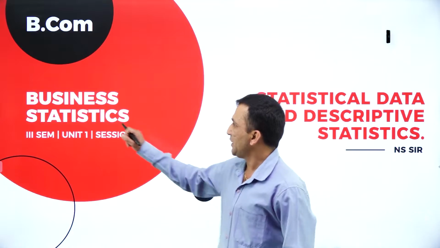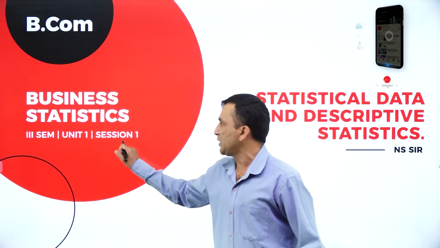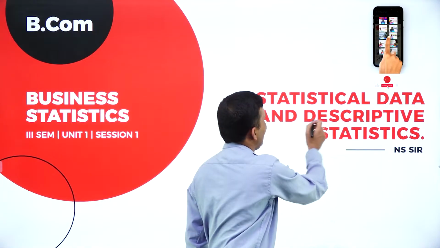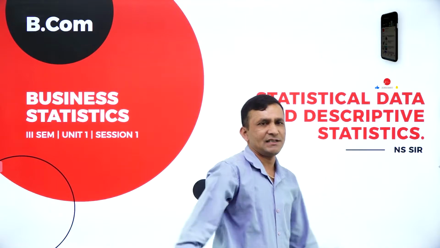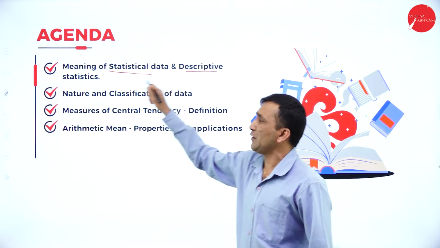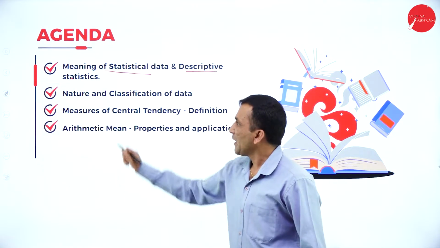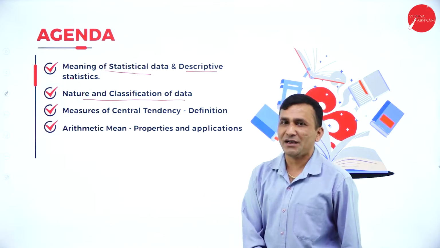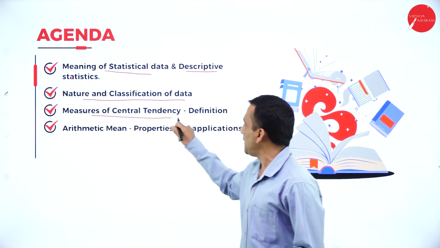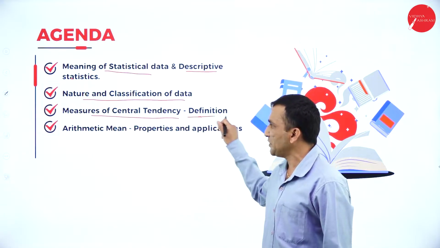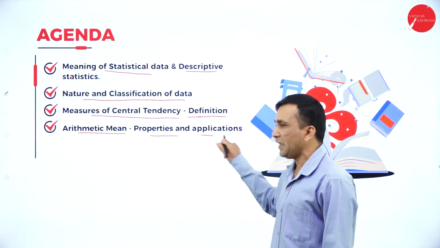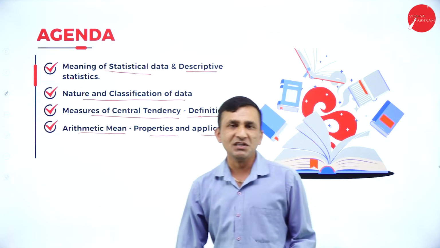In this session, we are in Unit 1, Section 1, Business Statistics, third semester BCom, Statistical Data and Descriptive Statistics. Today my agenda is the meaning of statistical data and descriptive statistics, what it is exactly, the nature and classification of data, and the measures of central tendency. You have to know the definitions of the measures of central tendency, and in arithmetic mean, the properties and application, where exactly we are going to use the arithmetic mean.